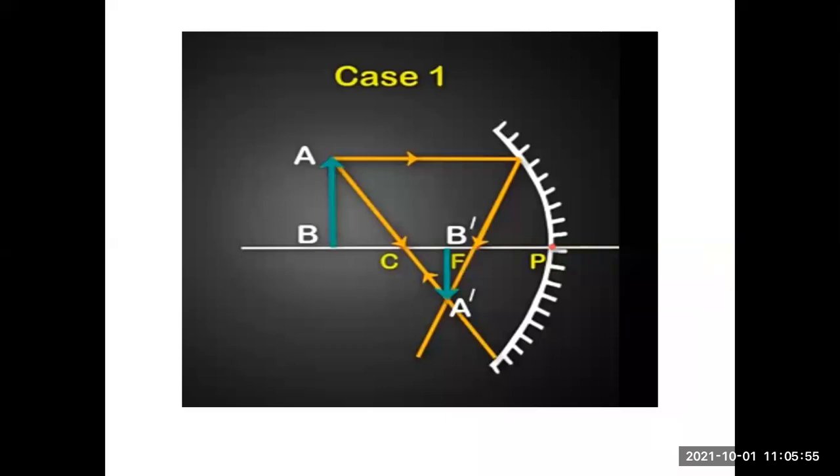So this is case 1 from your table on page 122. The first position of the object is, you can see now, A B is the object and A dash B dash is the image formed of that particular object. We have to see first where the object is placed and where the image is falling.